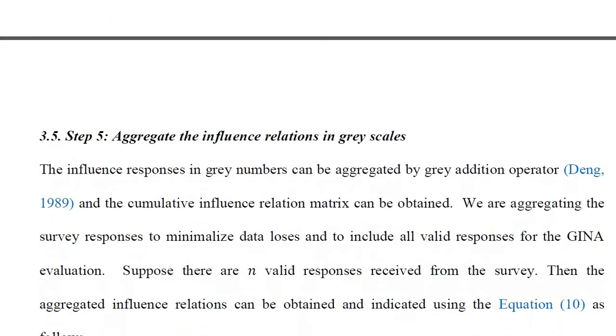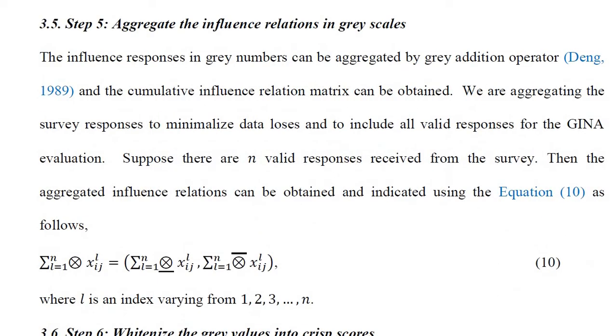Now we have to aggregate the influence relations in gray scale. So how will we be calculating? There are different operations with gray numbers. You can refer to a gray theory textbook for more about gray operations. For simple addition, I will explain: an average is a simple addition, and finally we divide by the number of responses. But we are not averaging the responses, we are simply adding them, because averaging will create loss of data. So we are accumulating the data only.